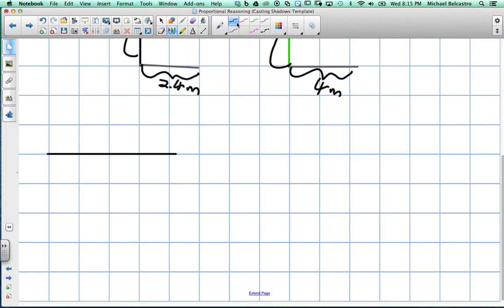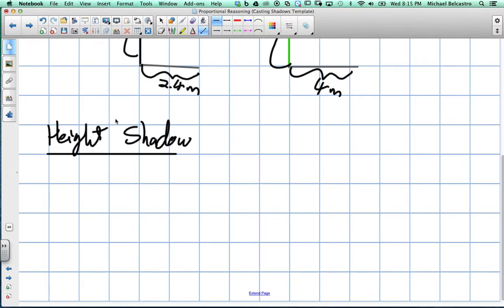We have our height of an object. Okay. So height. And our shadow. Okay, and the height referring to how tall something is, the shadow referring to how long a shadow is. Now if you recall, I'm going to put the flagpole as a second, so I'm just going to use F to represent it. The height of the flagpole was 6 meters and the shadow was 2.4.